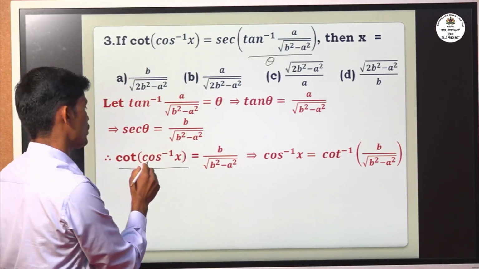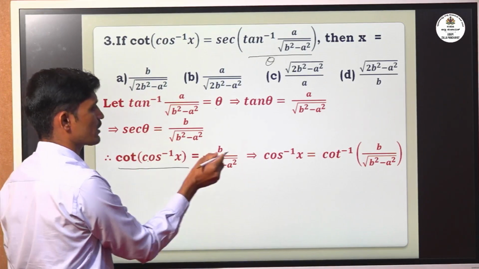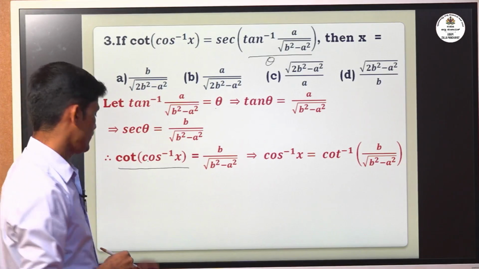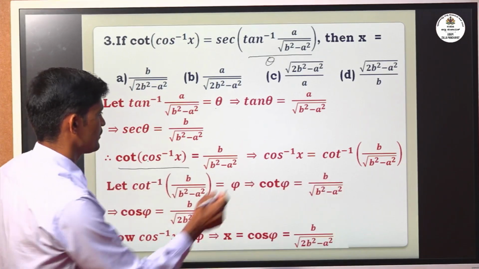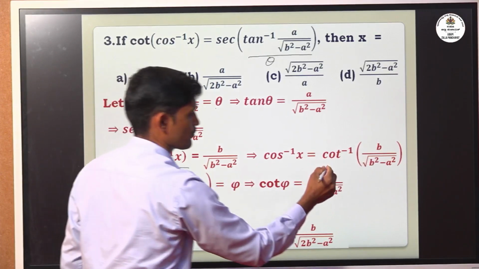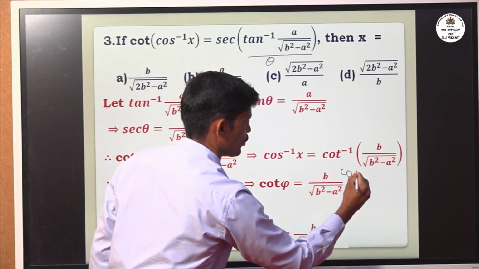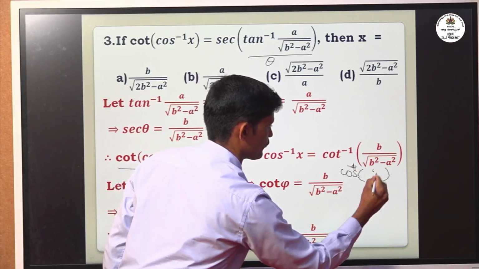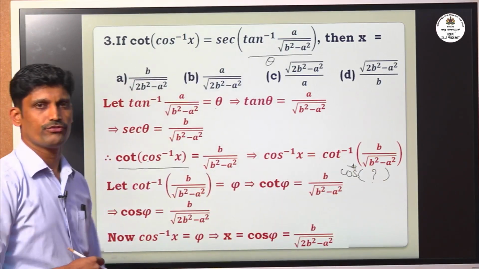That implies cos inverse x equal to cot inverse of b by root of b square minus a square. Now this cos inverse x equal to cot inverse of b by root of b square minus a square must be expressed in terms of cos inverse. Cos inverse of what? So that we will get the value of x.